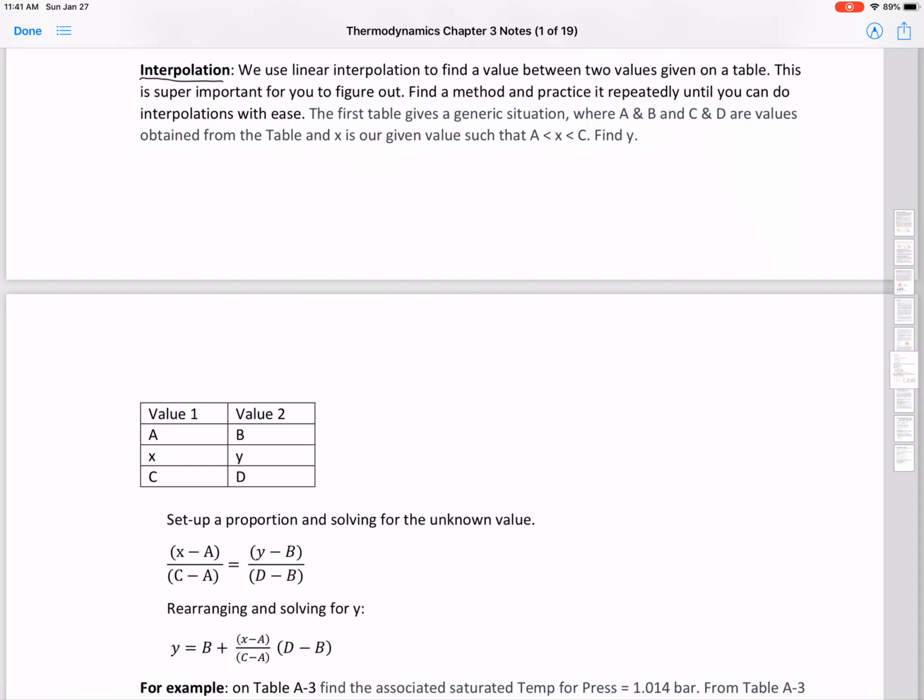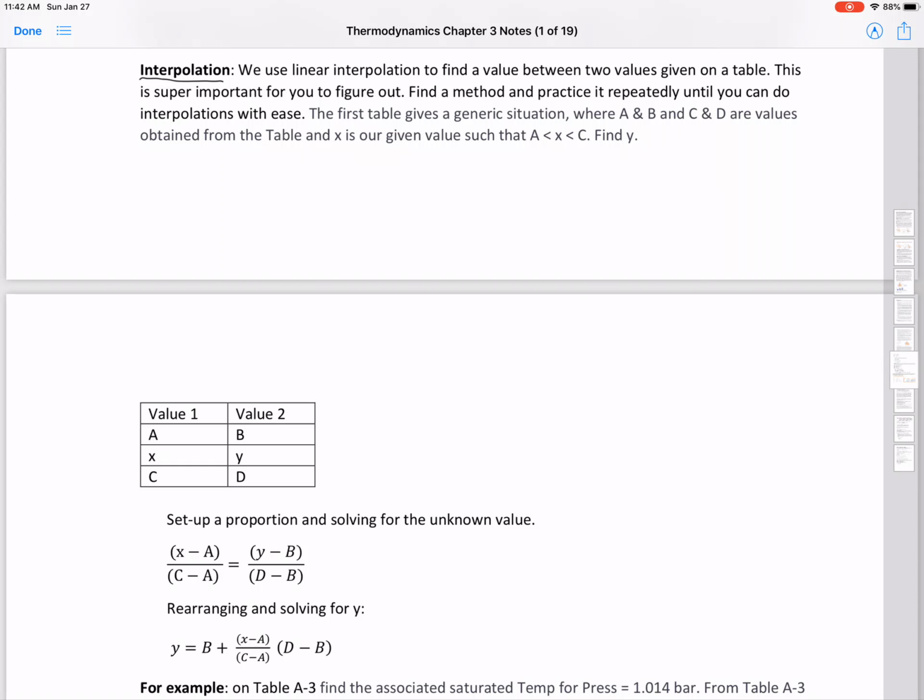So I strongly encourage you to find a method and practice it repeatedly until you can do interpolations with ease. If you see two values, have a little algorithm of some sort that works for you. I'll show you the one that I use when I do linear interpolations. Essentially, all we're doing is setting up a simple ratio. It's not really anything fancy, but it's the concept behind what we're doing and getting in the rhythm of it. So more than just blindly doing something, I strongly suggest that you get an understanding of this, and then figure out a method that works for you.